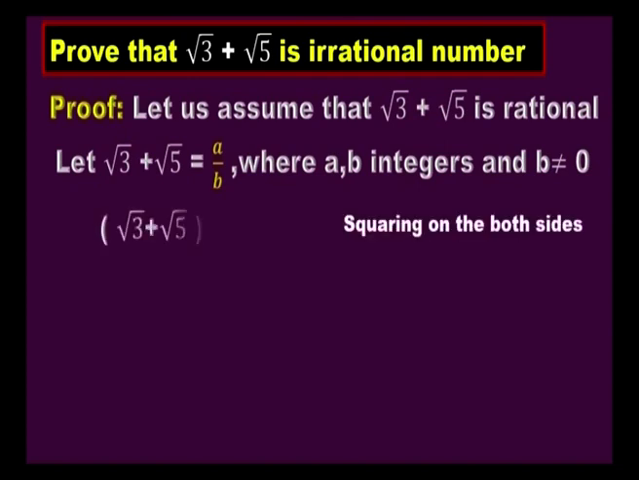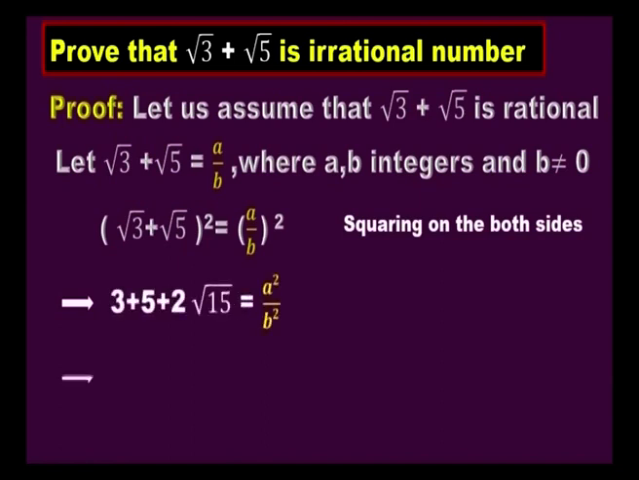Squaring on both sides, we get root 3 plus root 5 whole square is equal to a by b whole square. If you observe the formula (a plus b) whole square, it is a square plus b square plus 2ab. Root 3 whole square is 3 and root 5 whole square is 5, plus 2 into root 3 into root 5, which is root 15, is equal to the RHS, a square by b square. So here I am using the formula (a plus b) whole square. So 3 plus 5 is equal to 8, plus 2 root 15 is equal to a square by b square.